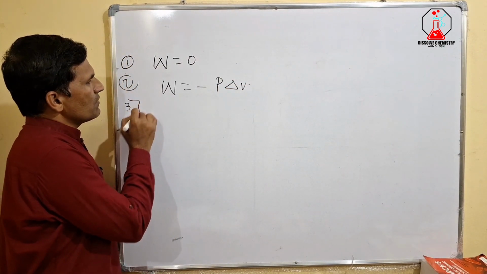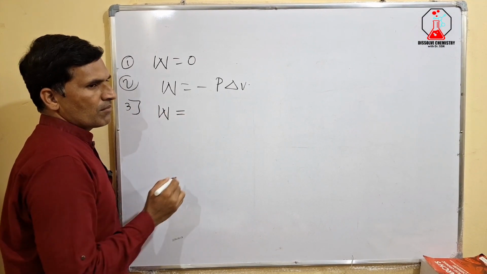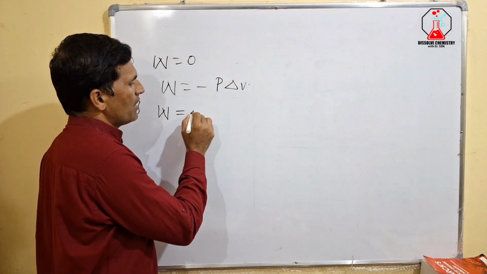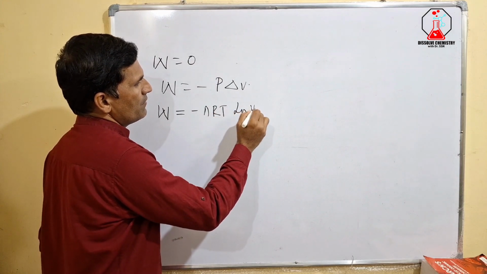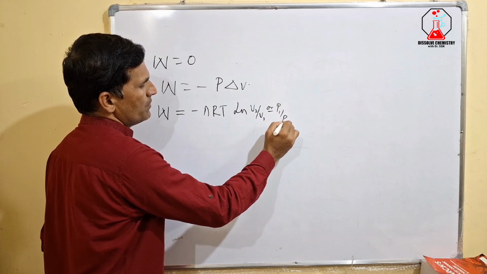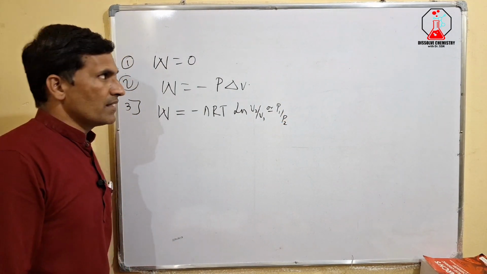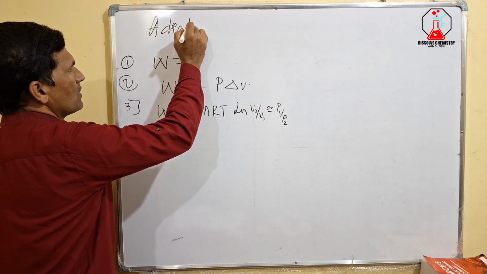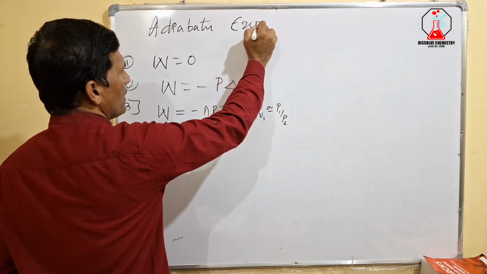Then the third one we have seen is work done in reversible isothermal expansion of the gas, and we derived an equation: minus nRT ln V2 by V1, or P1 by P2. So today we will discuss adiabatic expansion work, adiabatic expansion of the gas.